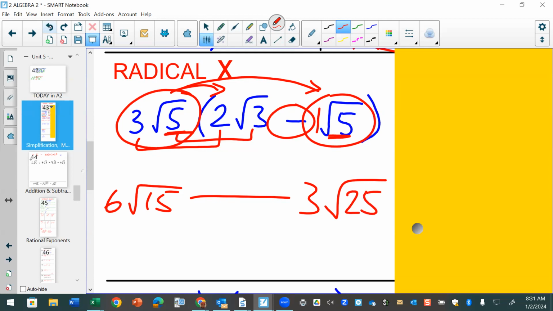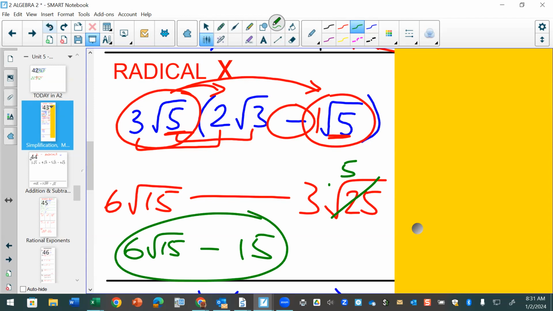3 and 5 times 5 is 25. Okay. Soak that one in for a minute. We always simplify, so do you see it? Which piece can still go further? Square root of 25 is 5. So what does this end up? 6 root 15 minus how much? Done.